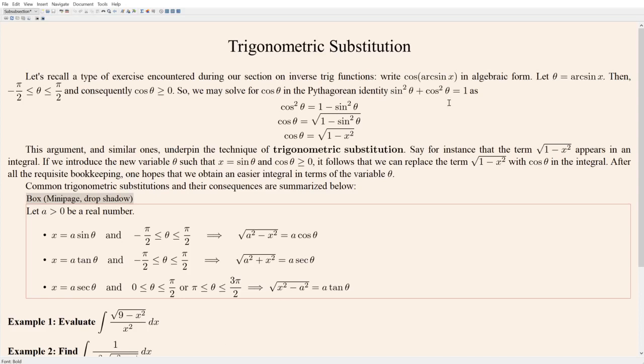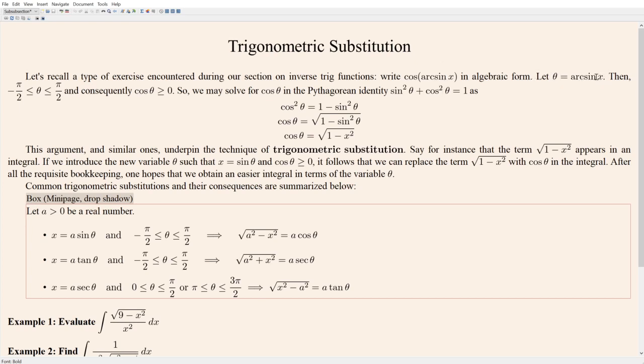Okay, so back when we were talking about inverse trigonometric functions for the first time, there was a very particular kind of exercise that we encountered. Namely, something like this. We would see a trig function with an inverse trig function inside of it, and then the claim was that we could write this in a quote-unquote algebraic form. So algebraic form in this context meant that we could rewrite this in such a way that no trig functions or inverse trig functions appear. So, let me remind you how we would go about solving something like this.